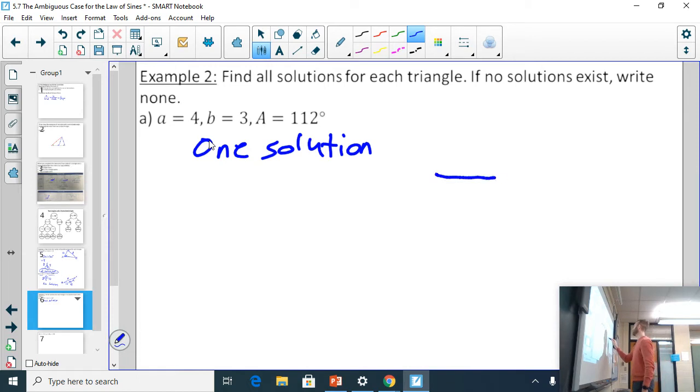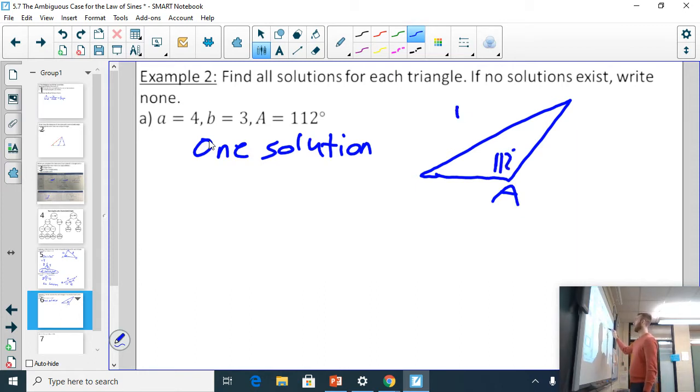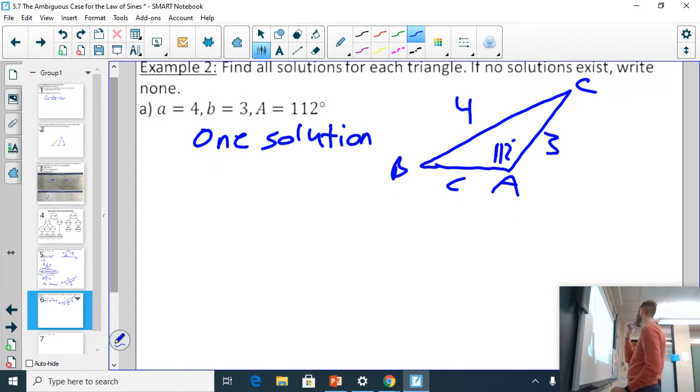First, I'm going to sketch a triangle. I know we're going to have to be greater than 90 degrees, and that's angle A at 112 degrees. And then across from A is 4. And if I say that's B and that's C, then B is 3 and that's just C. And from here, we have to do something that we might not have done before. So notice we have two angles missing in this one.